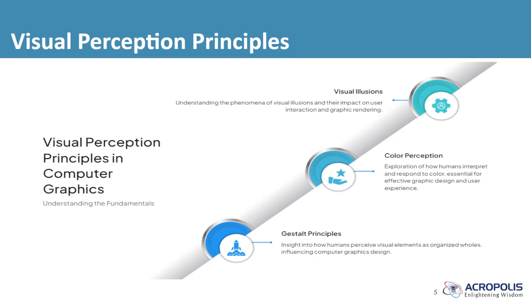Now coming to the visual perception principles. Basically, our eyes affect how we read text on screens. Things like colors, contrast between text and background, font styles, and spacing between letters and lines, all these visual factors impact how easily we can read the text. We have three things here again, which are visual illusions, color perception, and Gestalt principles. We will be talking about this later on.